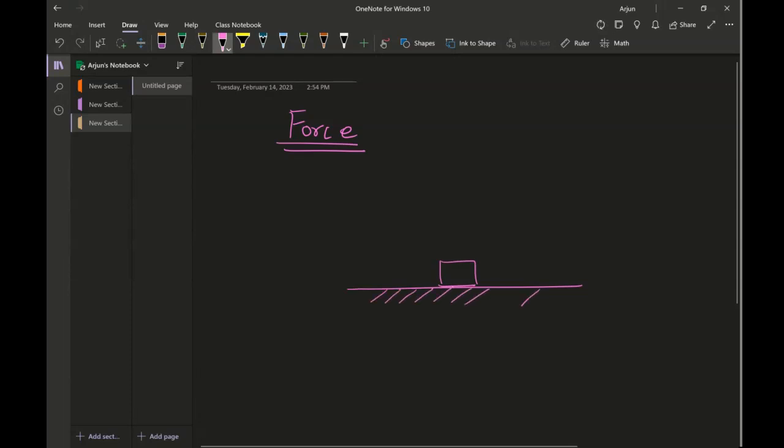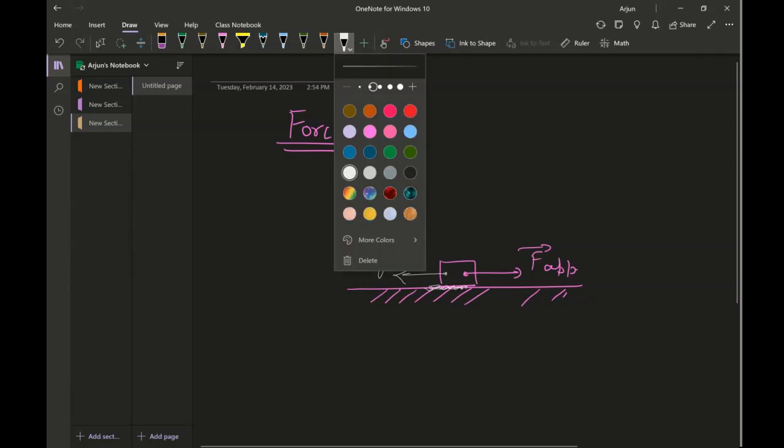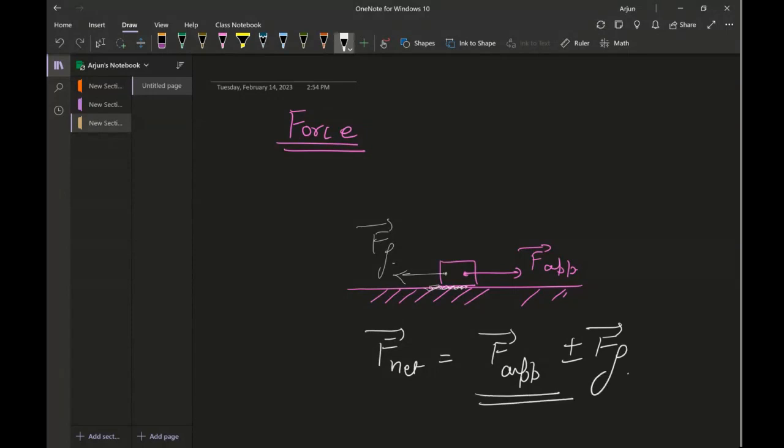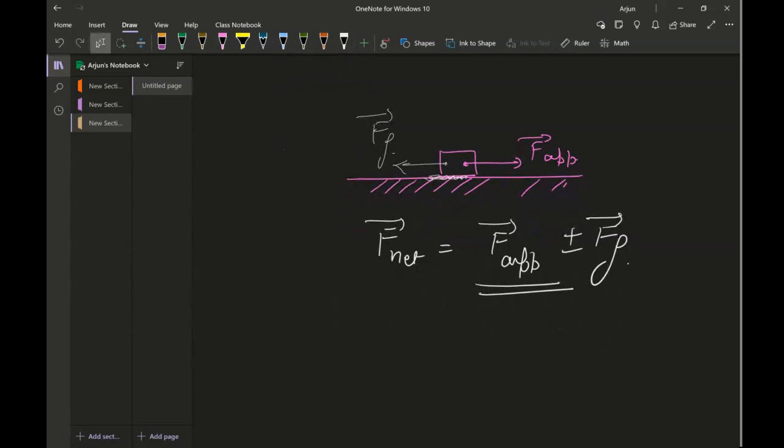If this is an object placed on a horizontal plane, and I try to push it in the forward direction, this becomes the force applied in the forward direction. Because of the frictional force, friction will try to resist it in the opposite direction. This becomes the force of friction. If I have to write the equation, I can write F net is equal to force applied plus or minus force of friction. Again, depending upon which direction the force applied is, opposite to that will be the force of friction.